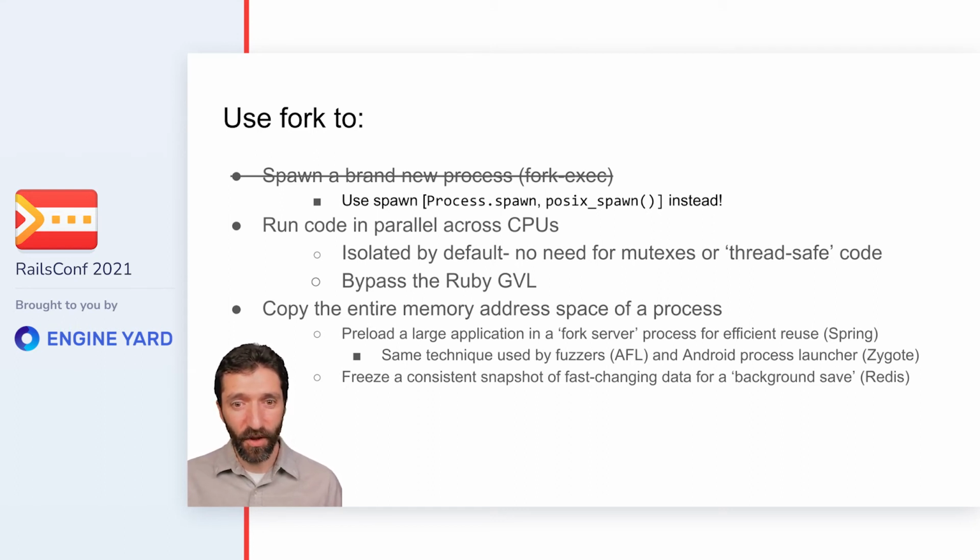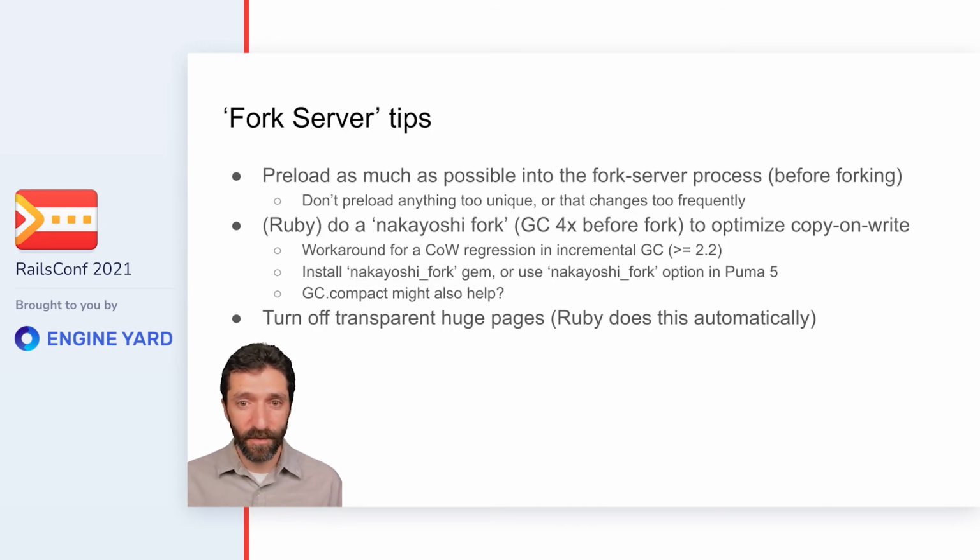Finally, similarly, fork can also be used to freeze a consistent snapshot of fast-changing data in memory to run a kind of background save process. This is actually how Redis provides data persistence by taking point-in-time snapshots at regular intervals with minimal impact on the main process that continues to serve requests.